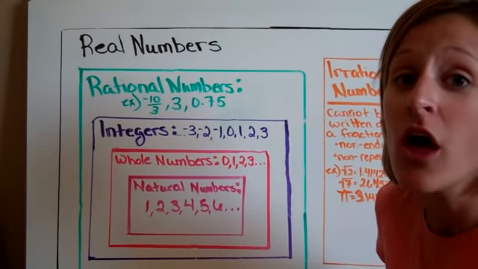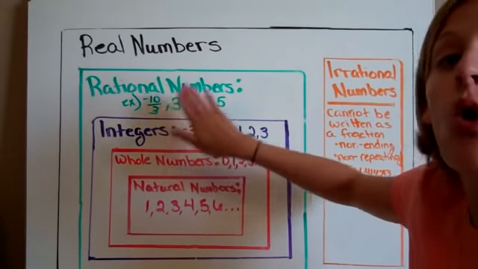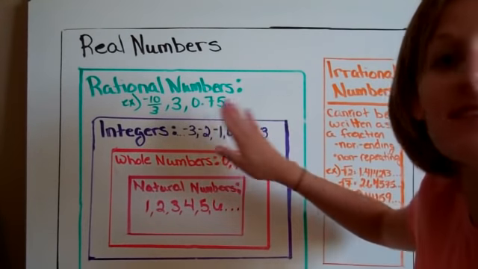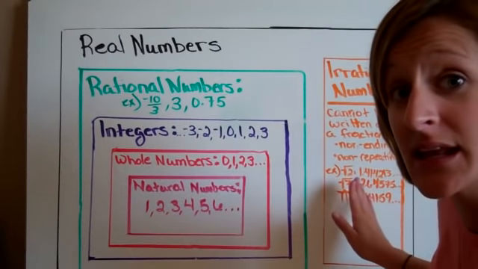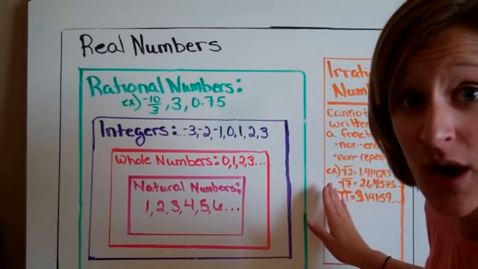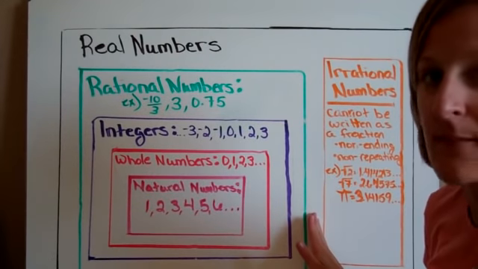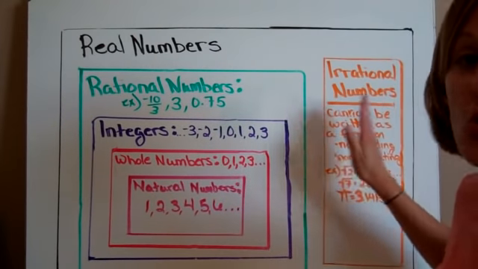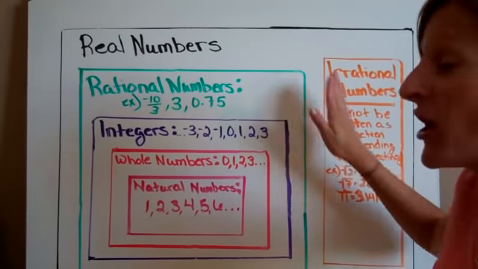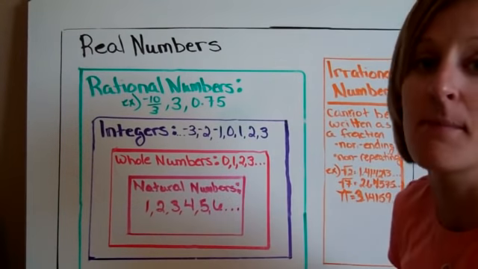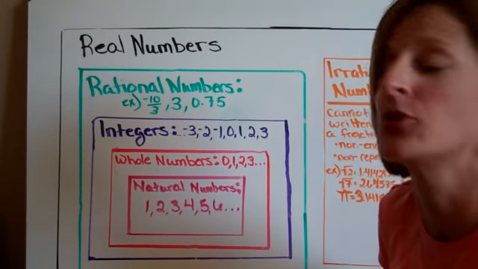Now, a number is either rational or irrational. It's never both. It can never be in both the rational and irrational groups. Notice the separation between the two squares or rectangles as you see. They're not on top of each other. That means they don't share any numbers.